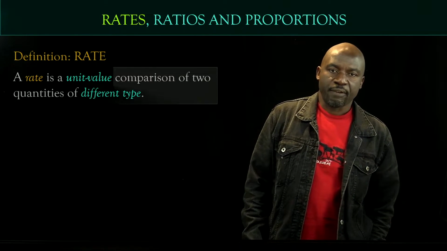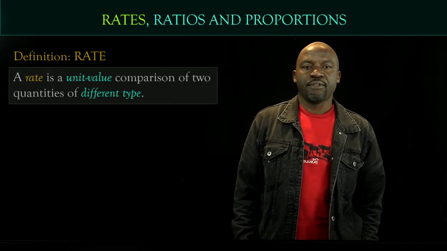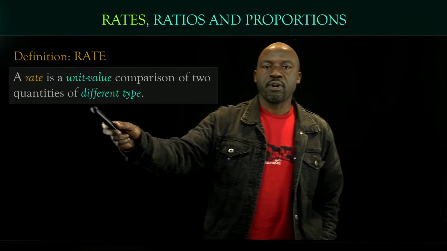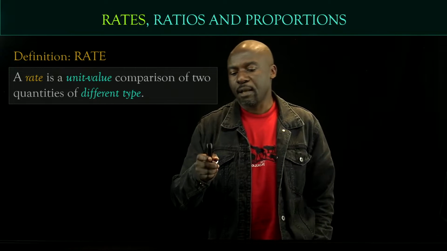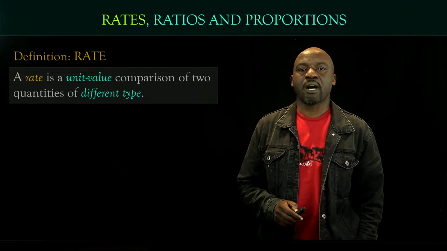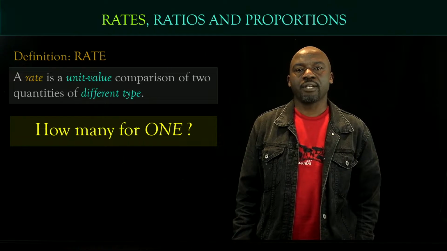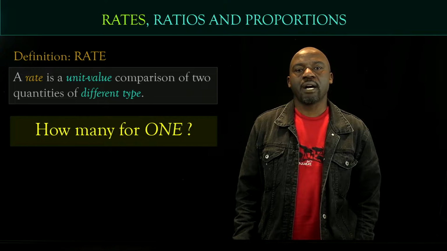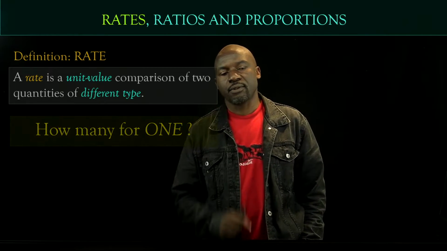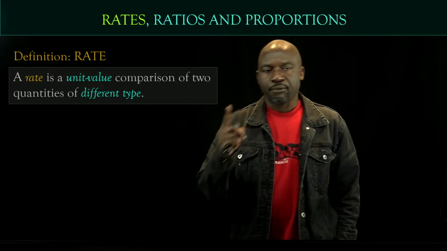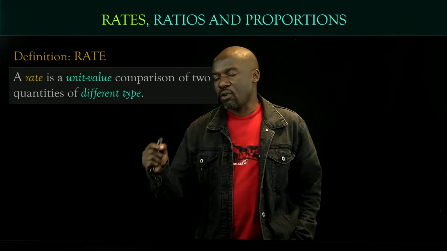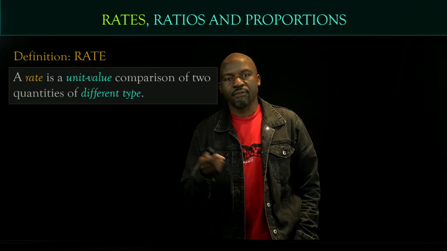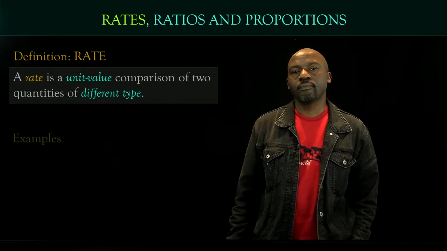A rate is therefore defined as the unit value comparison of two quantities of different types. It's important that we remember that the two quantities we are relating must be of different types if we are talking about rate. I prefer to look at examples. When we say rate, we are basically thinking about how many for one. So how much do I get for 1 hour? What is the cost of tomatoes per kilogram and so on. The value for 1.